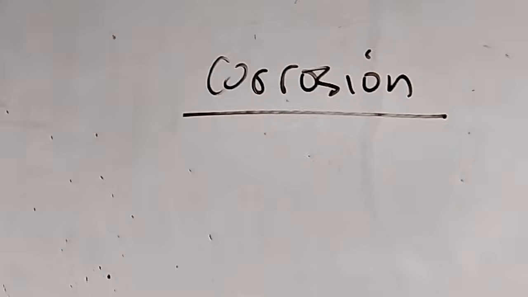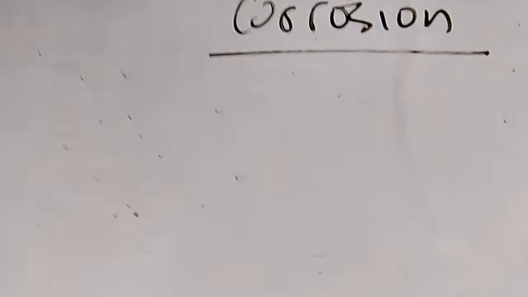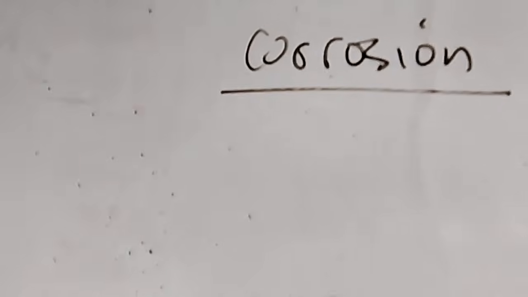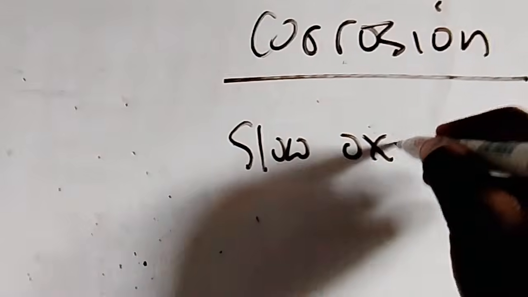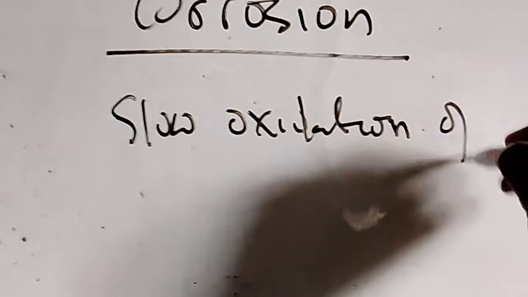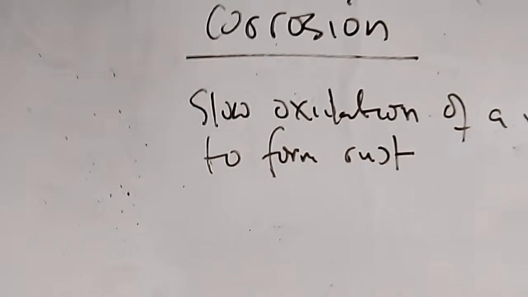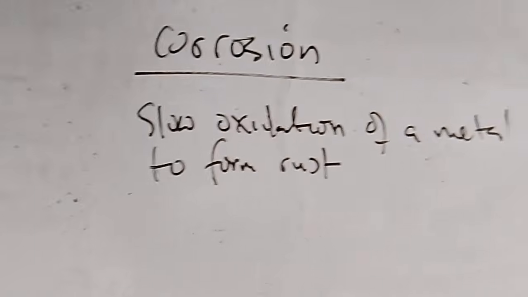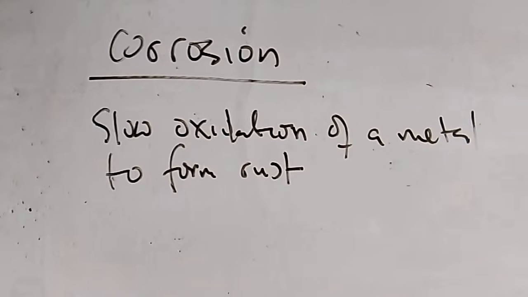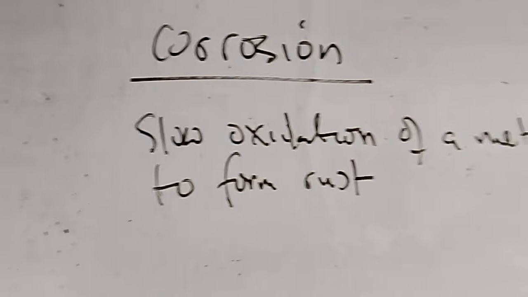Then we can also look at corrosion. Let's quickly look at corrosion. Corrosion is a slow oxidation of a metal to form rust. That is corrosion, the slow oxidation of a metal to form rust.